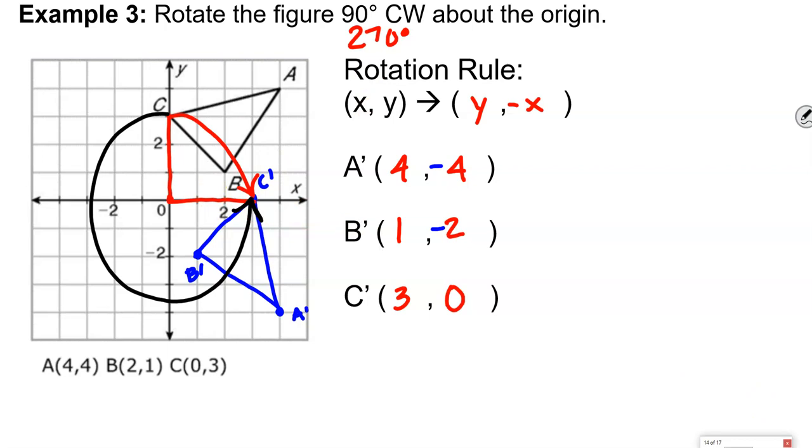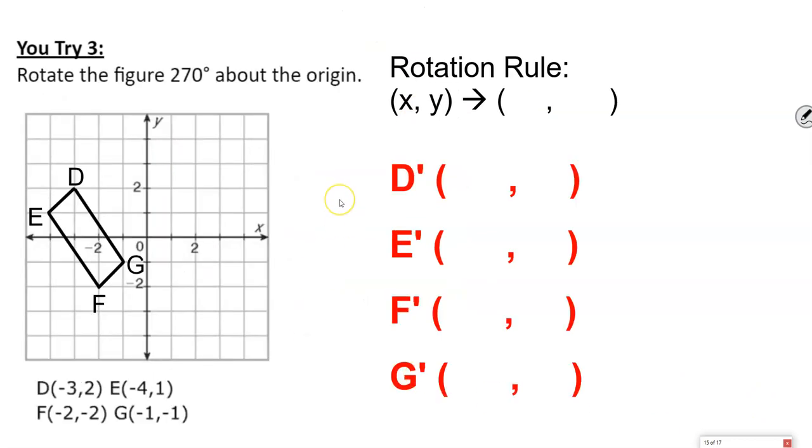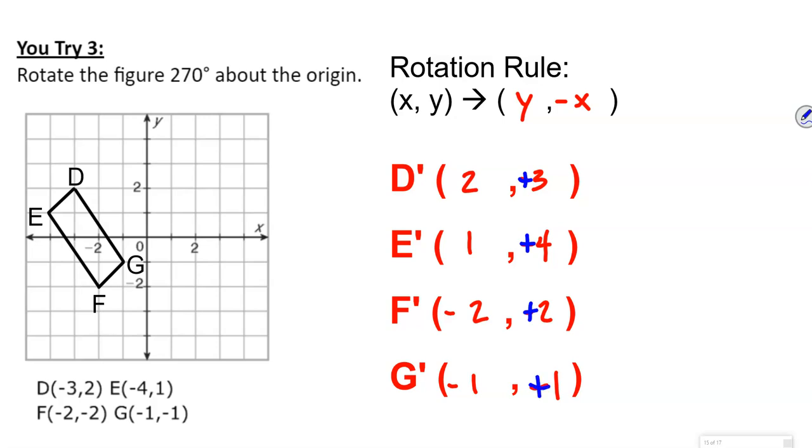Let's see if you guys can do this last one. Again, what's the rule? This time it says 270, right? Yeah. So once again, we're flipping them and changing the x to negative. So again, I'm just going to flip them first. 2, negative 3, 1, negative 4, negative 2 and negative 2, and negative 1 and negative 1. And I'm going to go in and change all the signs of my x's. So that's positive, that's positive, that's positive, that's positive.